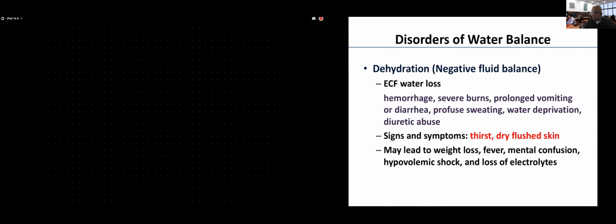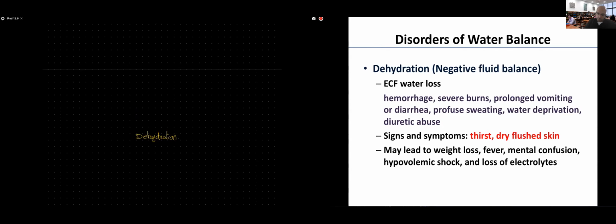So we're looking here at the disorders of the water balance. The first major disorder of water balance is going to be dehydration. In dehydration, as we have stated earlier, the water intake is far less than the water output.